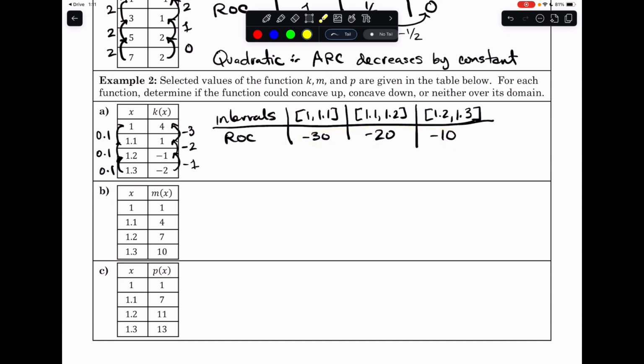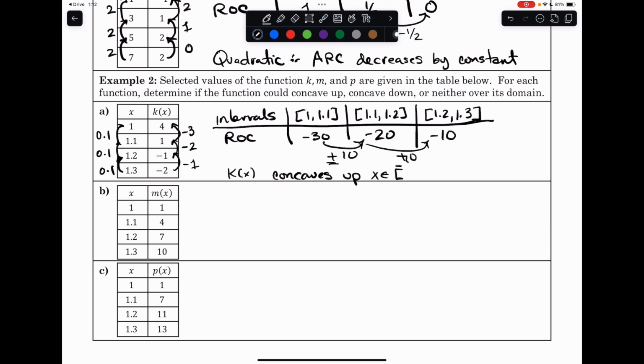And since we're going from negative 30 to negative 20 to negative 10, that's an increase. We are increasing by 10 every single time. So since we're increasing, that means that this k of x concaves up on the interval of x from 1 to 1.3.